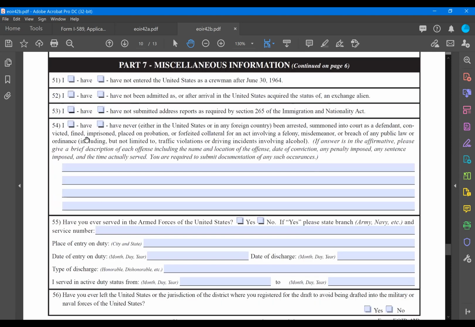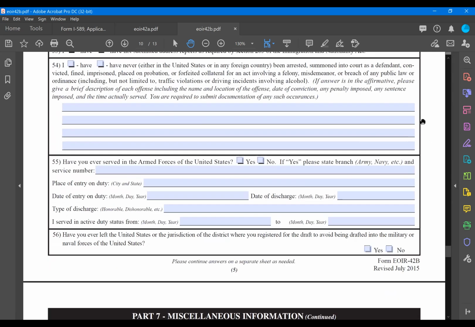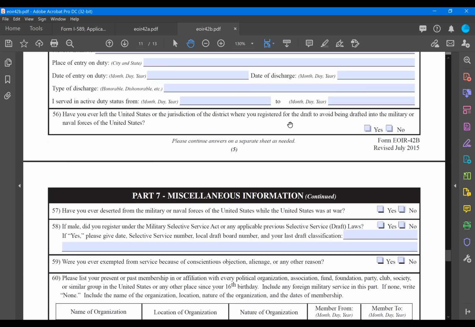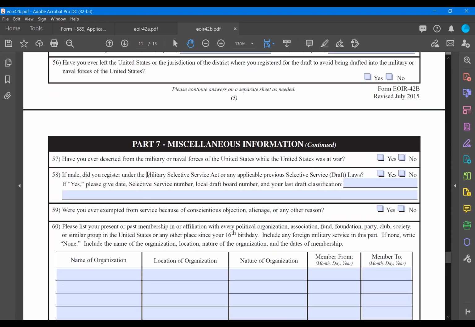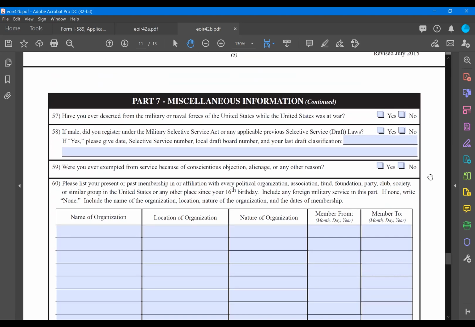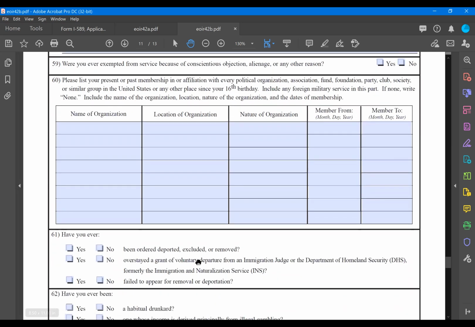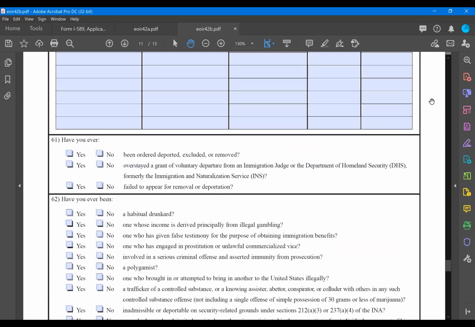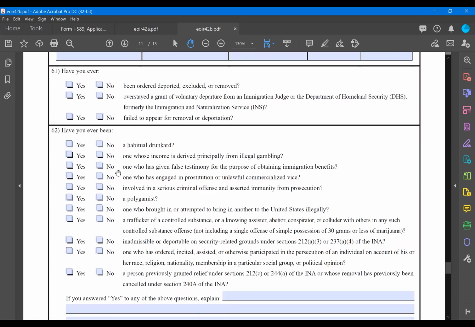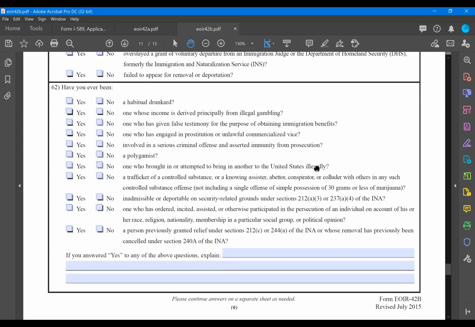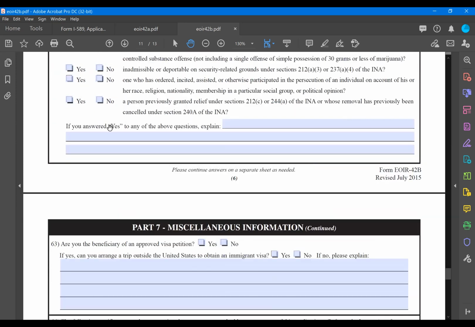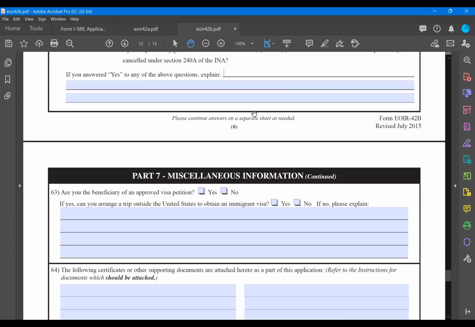Okay, same questions here. This question about any kind of criminal history, we've already gone over that. Armed forces. Same thing with the Selective Service Act with the draft. Even if the person currently has no status, we can sign them up for the draft and then mark yes, and then they look better. Same thing with organizations, any kind of organizations they've been part of. And these are pretty much the same questions that we went over before. Again, if you answer yes, you have to explain it in summary.